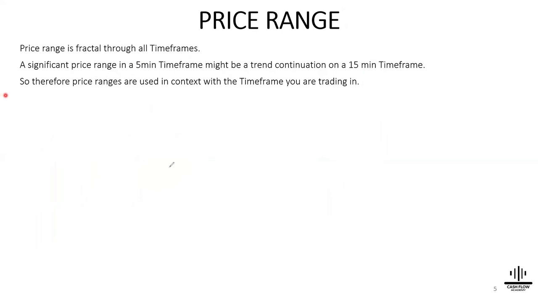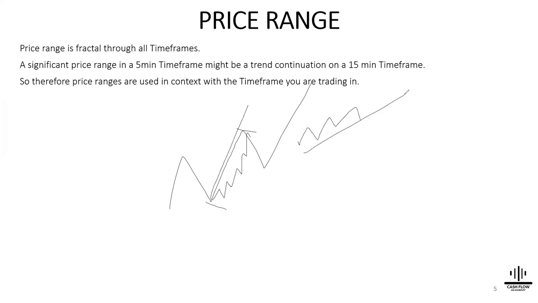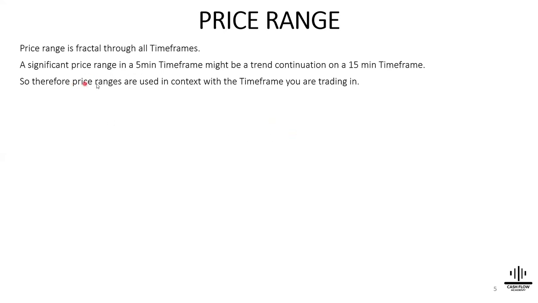So now let's say this is a 15-minute time frame and it's trending. This could serve as a range in a 5 minutes. If you go down to a 5-minute, you will see something like this: different ranges being formed just on this range. So we are seeing that there are trends that can be found in a higher time frame swing. That's all I'm trying to explain here. So you want to be using price range in context with the time frame you are trading in.